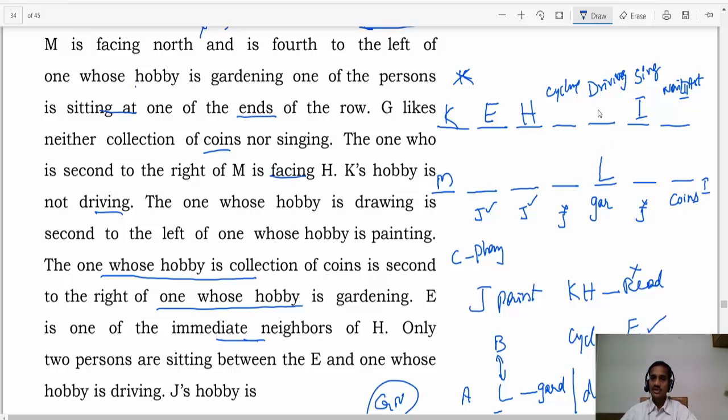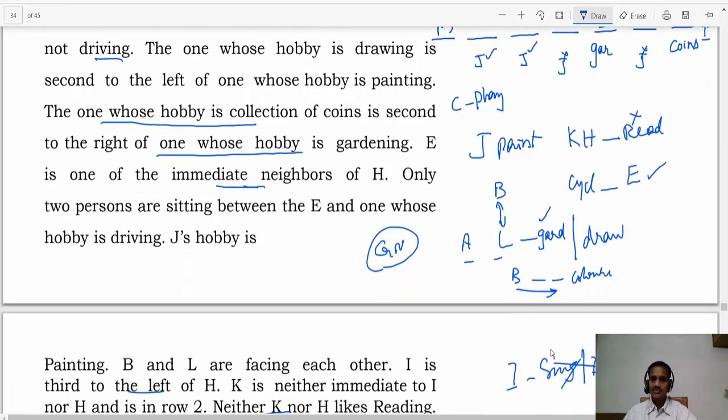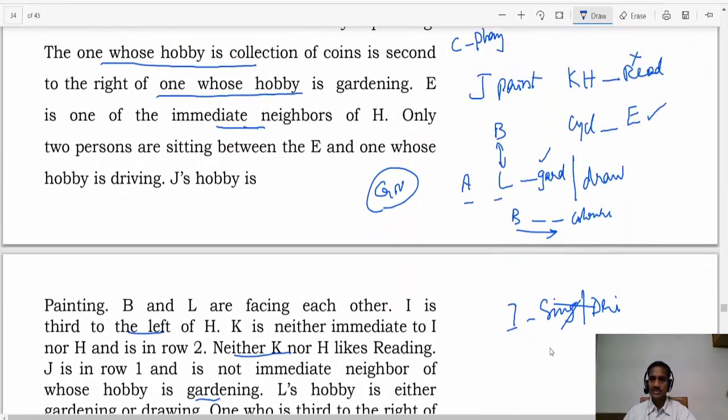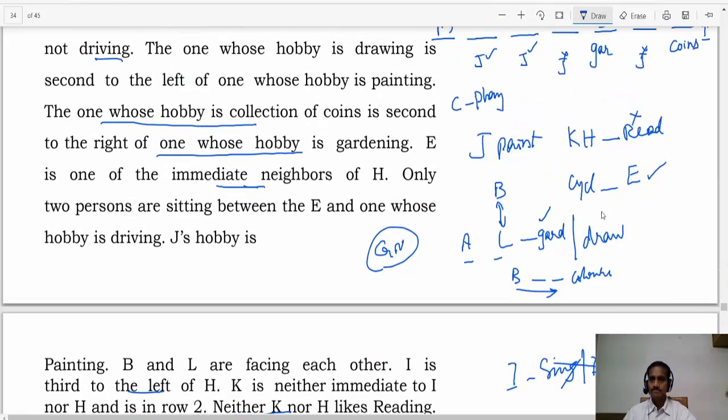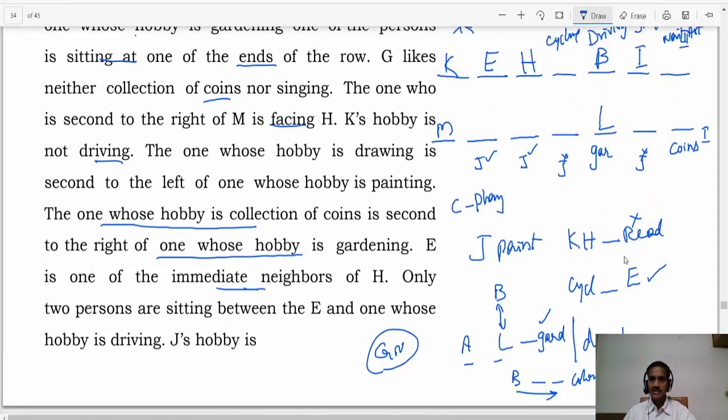If L is here, L and B are opposite to each other, isn't it? Now, L is gardening or drawing. B is coloring, L and B, and cycling and E. E and cycling we have done with this information.